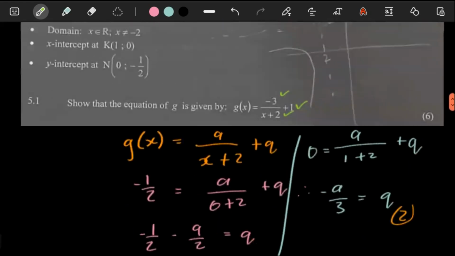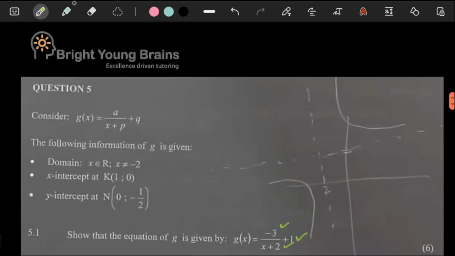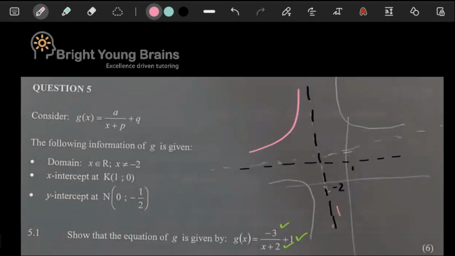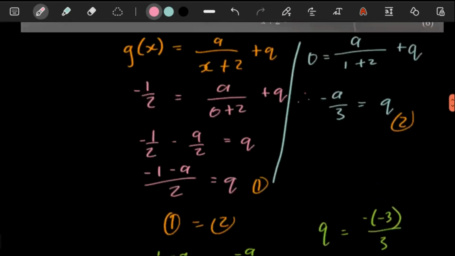So the graph is actually going to have the asymptote here at -2. The other one is going to be somewhere here at +1, right? But because this is a negative, it means that it has to be somewhere over there, you see. Because if it's a negative here, then negative plus, which makes sense. But anyways, let's move on.